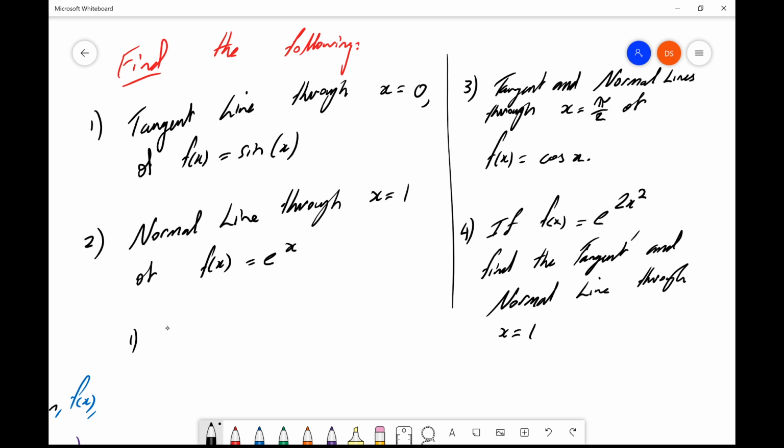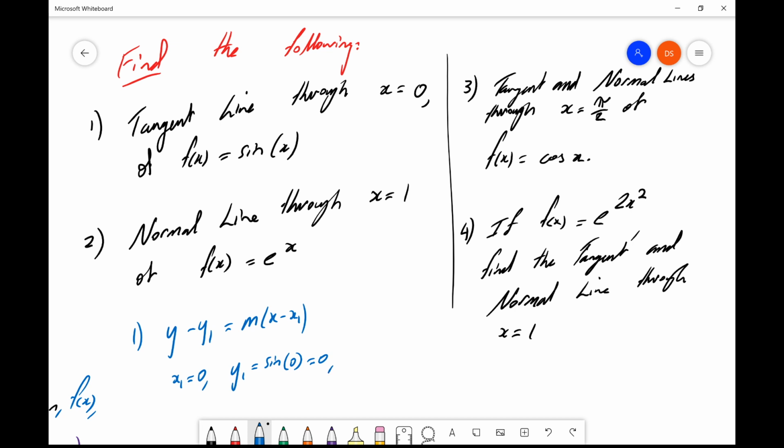Question 1. Tangent line. I'm going to do it in blue. Tangent line. So y minus y1 equals m times x minus x1. Right? So we know that x1 is equal to 0, y1 is sine of 0, and sine of 0 is also 0. So I'm being quite nice.